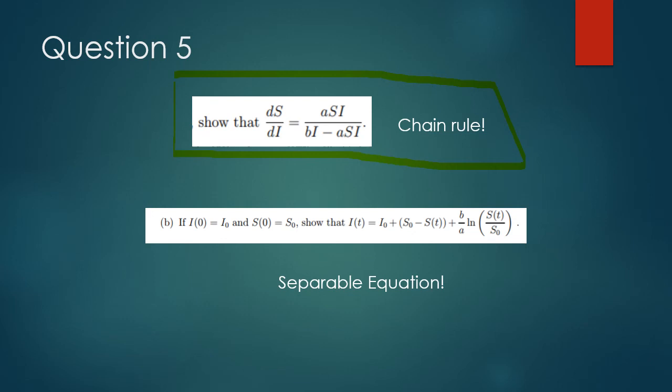The second part is slightly more complicated. It asks you to solve the differential equation, and it gives you the initial conditions of just I0 and S0. You want to solve it for I of t. You'll see that it is a separable equation, so I won't say too much on it, but you can separate it, integrate both sides, plug in the initial conditions, find out what the value of c is in terms of I0 and S0, and then you should get this as your answer. Again, if you have trouble with it, just shoot me an email.